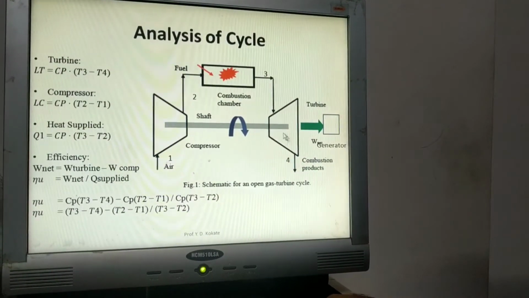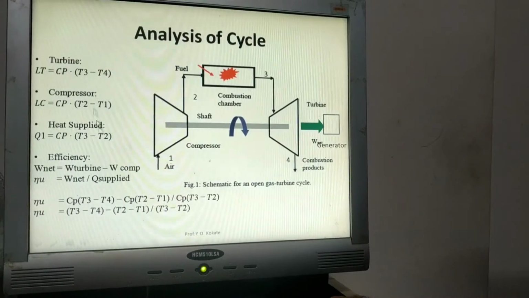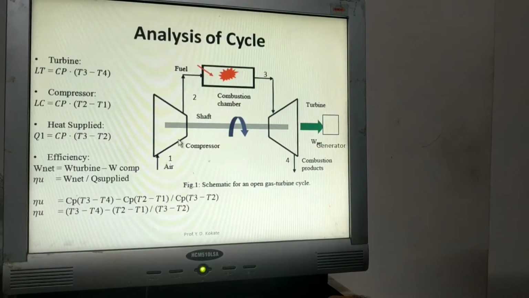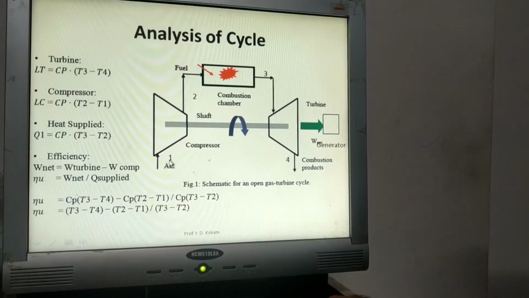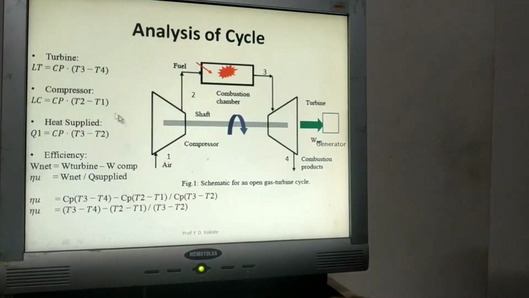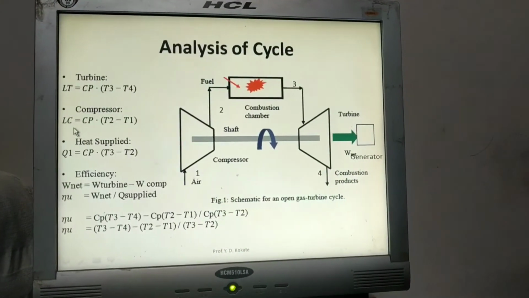Out of this total, some of the work done is provided to the compressor. So compressor work done is nothing but T2 minus T1 into Cp, where T2 is the higher temperature of the compressor and T1 is the lower temperature. So T2 minus T1 into Cp gives the compressor work done.